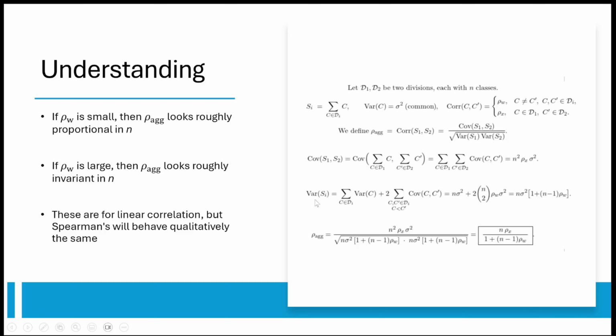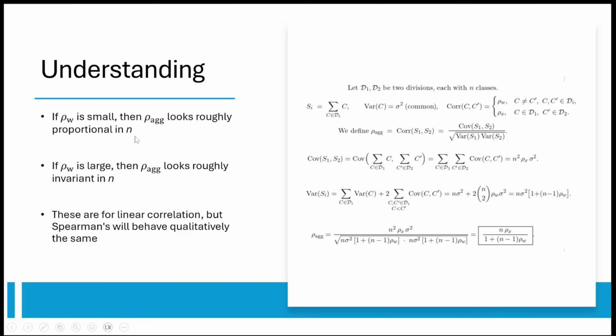We've got the variance of the sum as well, which we've got from the standard variance-covariance formulae. And so we can put these into our correlation formulae and we derive this headline result. What are the ways to interpret this? Well, we can see we've got n in the numerator and the denominator. But the n in the denominator has got this factor of rho W, so the correlation within the divisions.